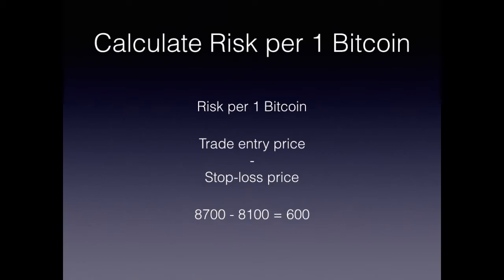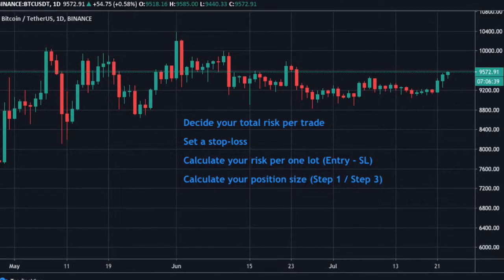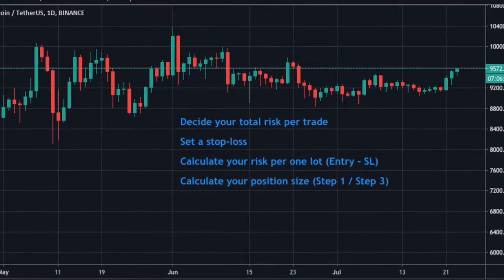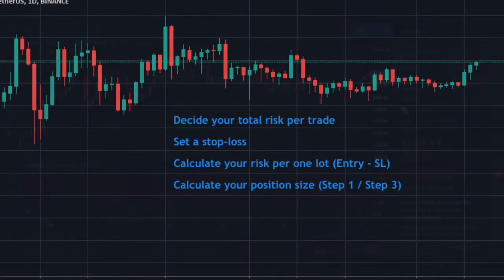After deciding your stop loss point, you should calculate your risk per one lot. You can calculate this risk by simply subtracting your stop loss price from your entry price. The number you get will be your risk per one Bitcoin. The last step to find your position size is to divide your total risk per trade by risk per one Bitcoin. The number you found is the number of Bitcoins you should buy. Using these 4 steps you can calculate your position size in every trade. You can also use an Excel sheet as a position size calculator, as I do.